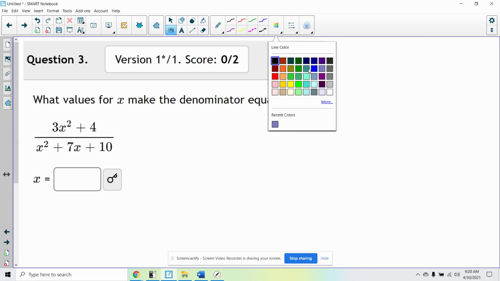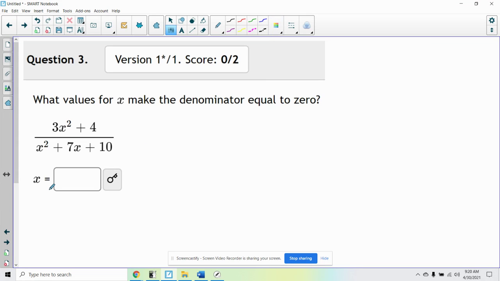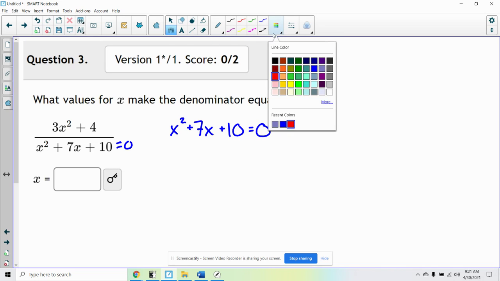All right, so here's the first question you sent me. It says, for what values of x make the denominator equal to 0? So we're going to do just that. I'm just going to set the denominator equal to 0. So I get x squared plus 7x plus 10 equals 0. So I can factor this.